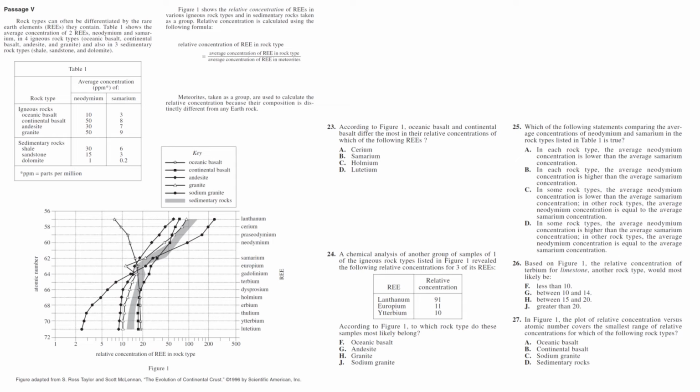So we're going to quickly orient ourselves to this passage. We have a table that has rock types, average concentrations. Looks like we have different types of rocks, I guess, and a key for that. And then we have a relative concentration formula should we need it. And that's it. We're going to go to the questions right after that.